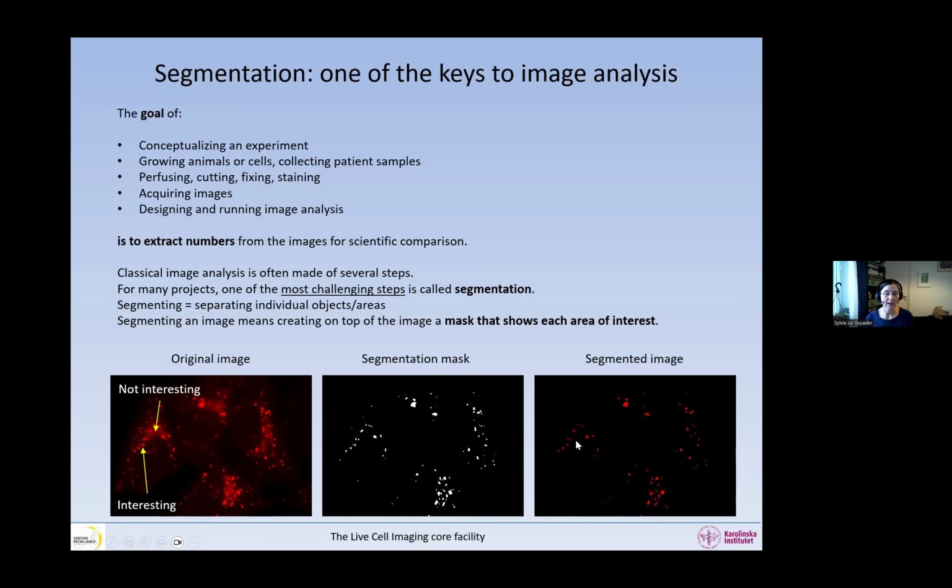So when I talk during the course about segmentation, this is the process that I mean. Sometimes I will say, oh, it's much harder to segment the image. It means it's much harder to create the mask. Or, it makes it easier to segment the image. That's what I mean. So now you know.